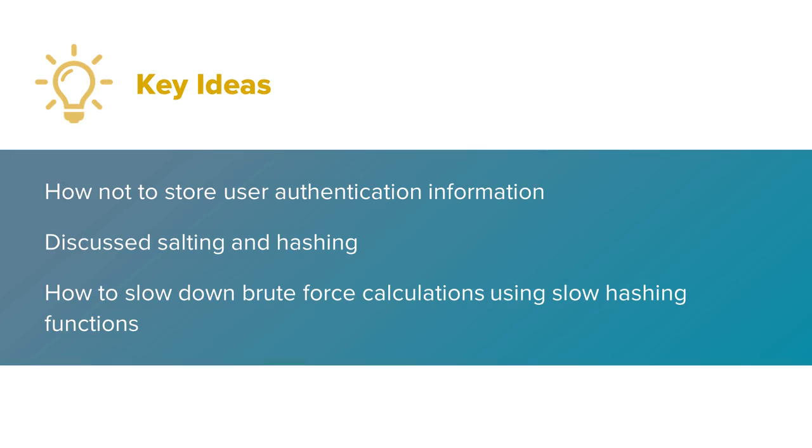In summary, we went over the previous video's example of how not to store user authentication information. Then we talked about salting and hashing. Then we mentioned how to slow down brute force calculations using slow hashing functions like PBKDF2 or bcrypt.